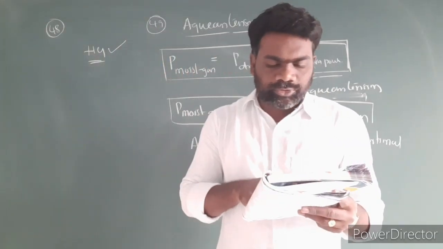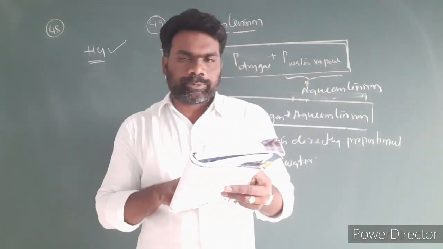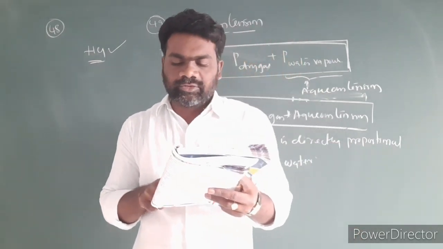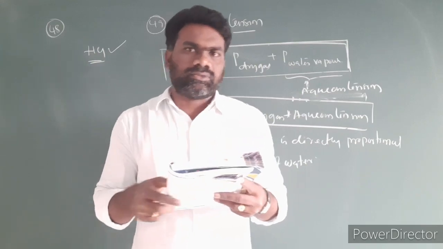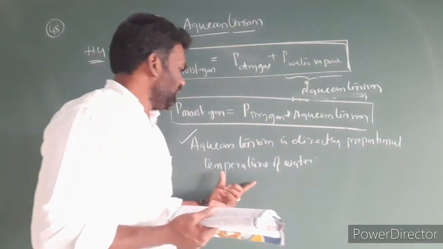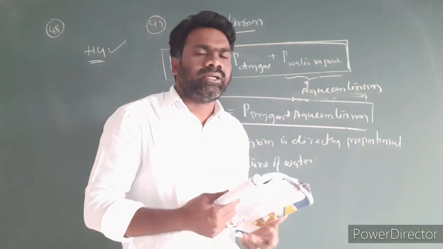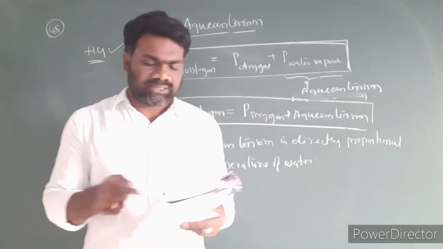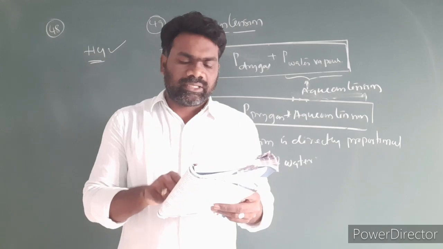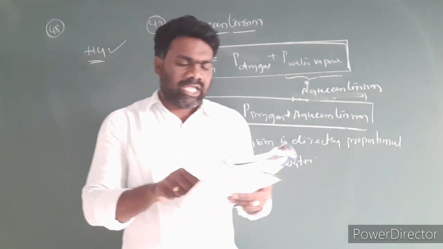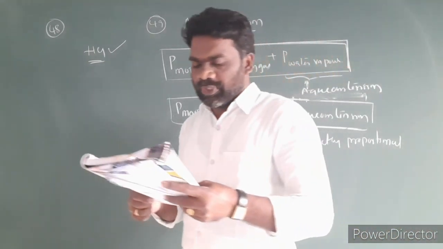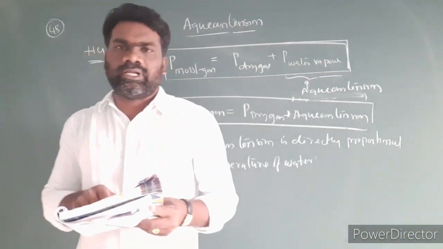Look at the options. Question number 49. First option is 25 degrees centigrade, second option is 40 degrees centigrade, third option is 100 degrees centigrade, and the fourth option is 30 degrees centigrade. What is the statement here? Aqueous tension is directly proportional to the temperature of water. As temperature rises, aqueous tension increases. So for 49, the correct option is 100 degrees centigrade. Among the given options, 100 degrees centigrade is the highest temperature, so aqueous tension is very high at 100 degrees centigrade. So question number 49, third option is correct.